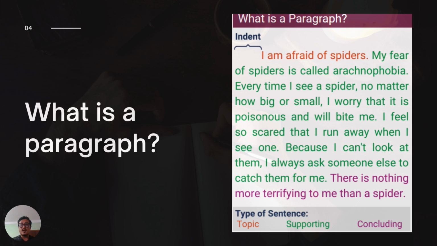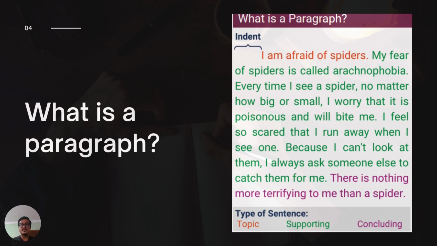Supporting sentences are the sentences that discuss or explain the topic sentence. In this example, the topic sentence talks about the fear of spiders, and supporting sentences are specific ideas that come after the main sentence. It usually has 5 to 10 sentences, but it can be longer or shorter depending on the subject. In this example, it is highlighted in green.